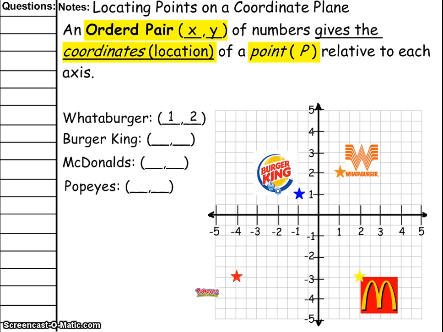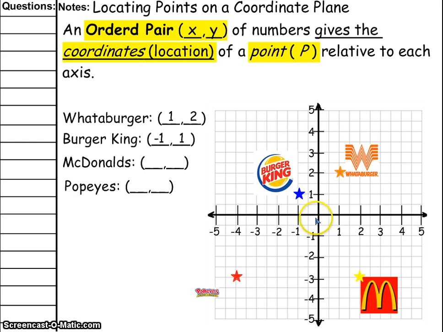And then we're going to locate Burger King. We're going to do the same thing, start with our x. We start here at 0, and we go along our x-axis until we reach Burger King, which is at -1. So this is our x-coordinate, or the location of Burger King along our x-axis. So that goes first. And then we're going to go up our y-axis until we locate the y-coordinate, which is 1. So the location of Burger King is -1, 1.